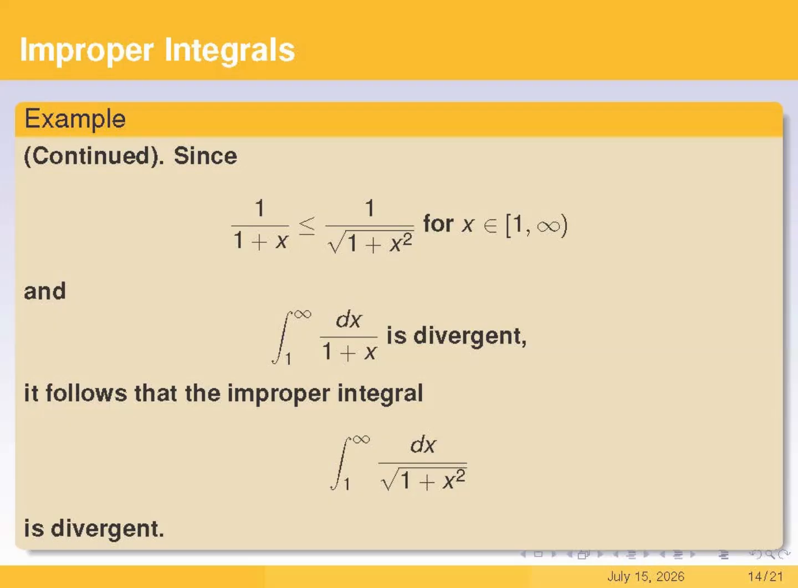If you look at the second line on the screen, we have a smaller function 1 over 1 plus x, and its corresponding improper integral is divergent, as shown in the fourth line. Now, the indefinite integral of this smaller function is simply the natural log of 1 plus x. So, it is pretty clear that the improper integral of this smaller function diverges. By the comparison test, the original function's improper integral must diverge as well. This means we don't even have to bother calculating its indefinite integral.